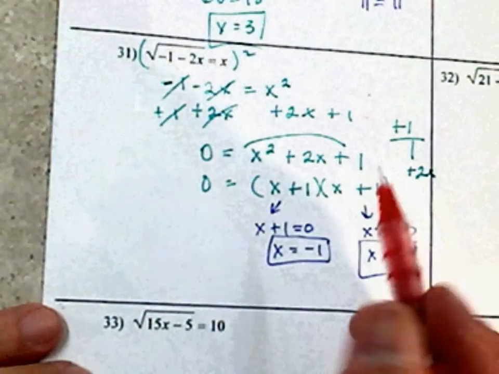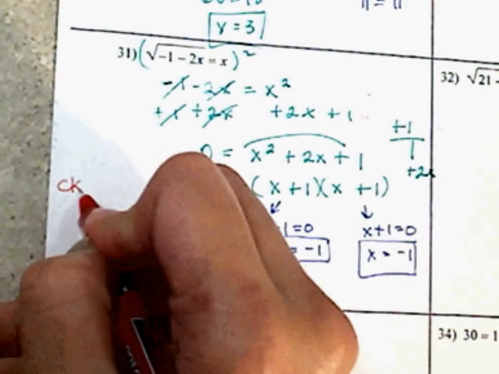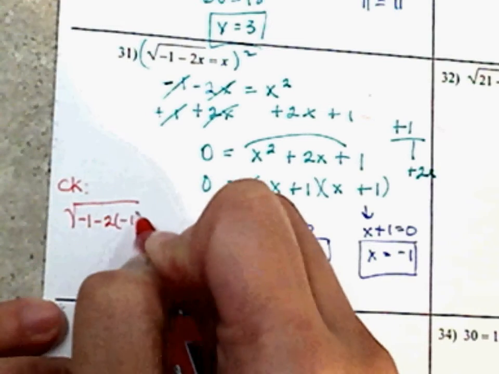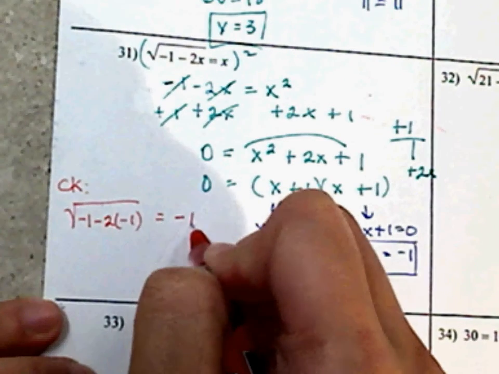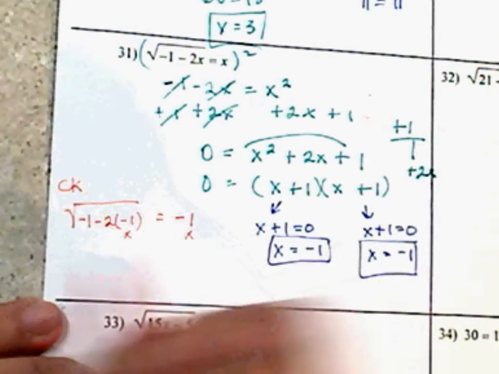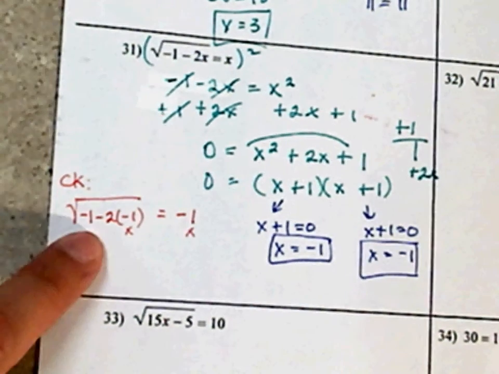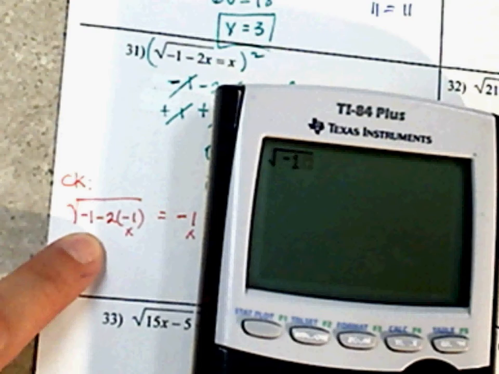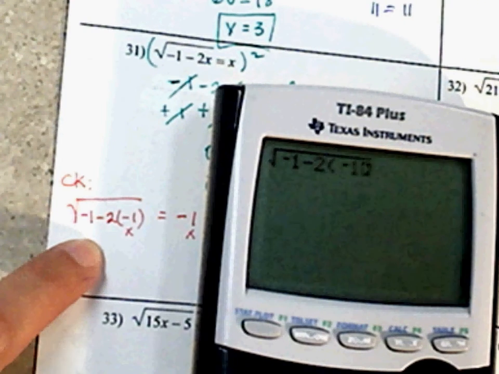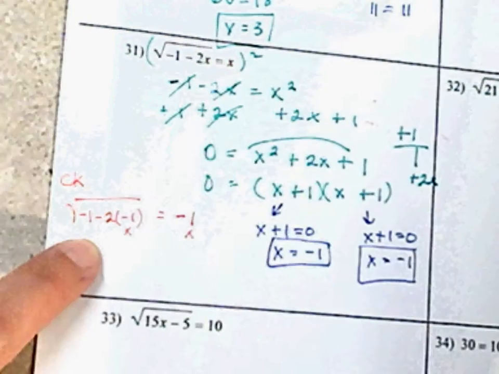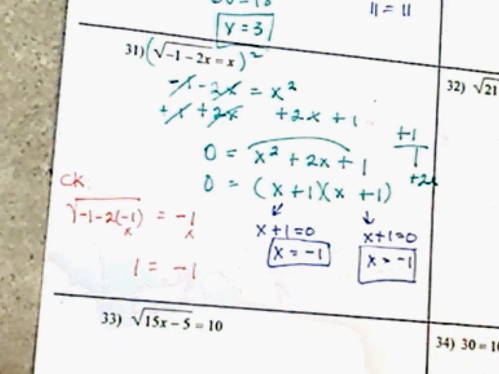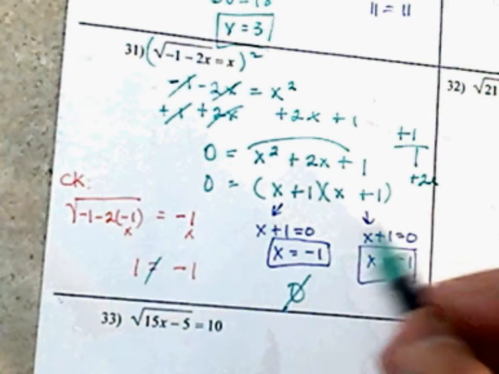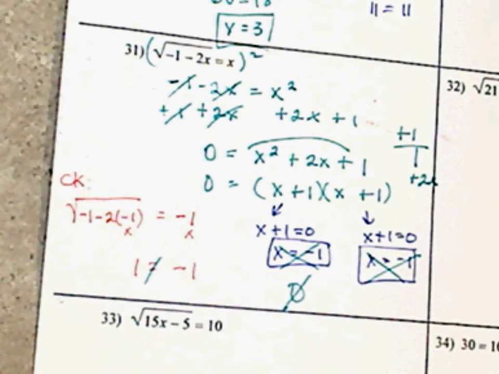Your eyes up here. You do not want to miss this one. Square root, negative 1 minus 2 times negative 1 is equal to your x, which is negative 1. Do you guys see your x right there? Yes. Type this into your calculator. Square root, negative 1 minus 2 times negative 1 equals 1. Is 1 equal to negative 1? No, so this one is actually a no solution. They do not work. This is when you have a no solution.